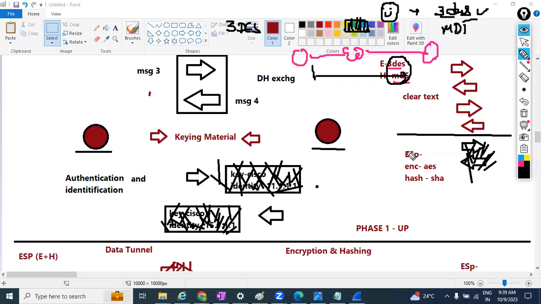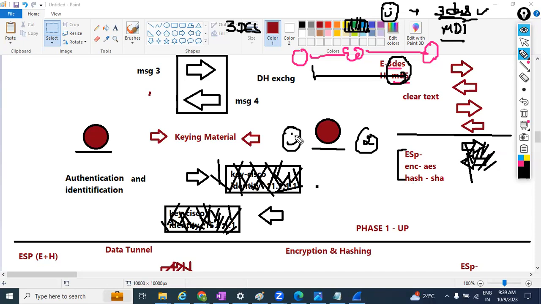But after that, the 6th and 7th message. So this guy is saying, no problem, I do not have any keying material, no problem. But now I know that data exchange, whatever would happen in phase 2, is going to be exchanged with 3DES and MD5. So as a network admin, I know that it is not possible for the hacker to crack my keying material.